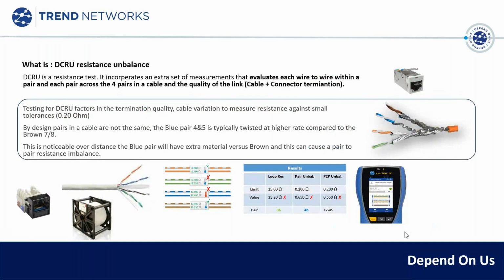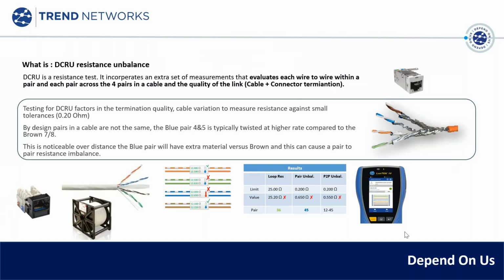I mentioned the cable. And one of the core elements of a cable is the twisted wires or twisted pairs inside. So DCRU looks at the terminated link in its entirety. So that's the connector, the cable, pretty much the connector and cable and the whole thing together. And what it's going to do is a resistance check across all of those elements. There's three parameters. We'll cover those in a moment.